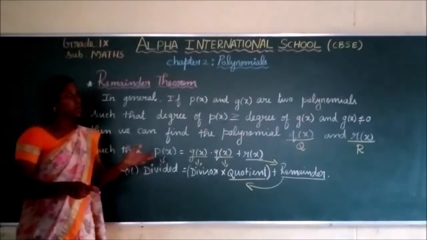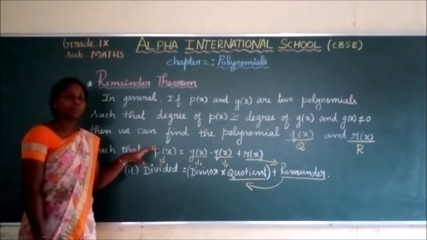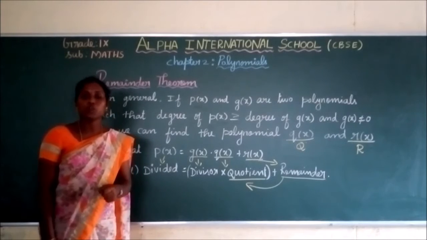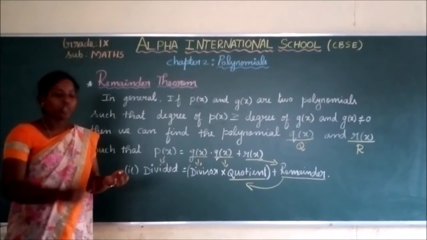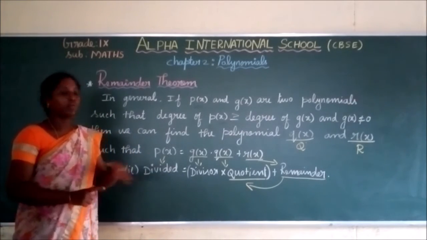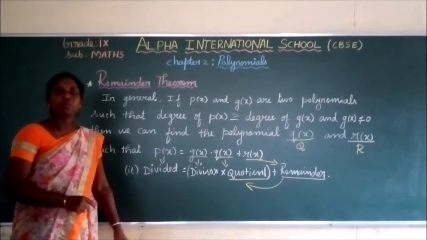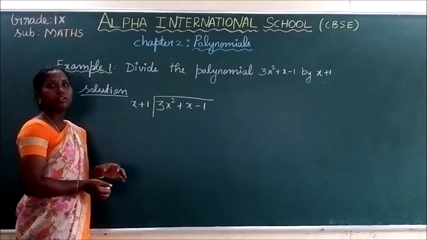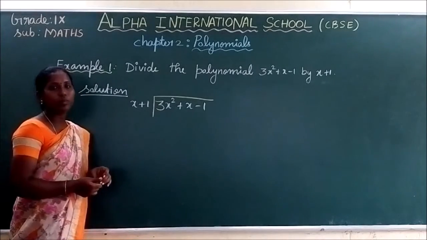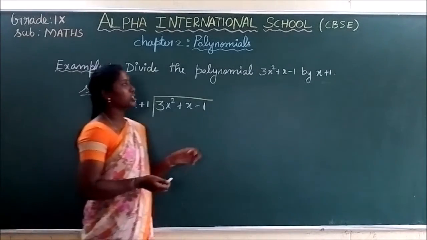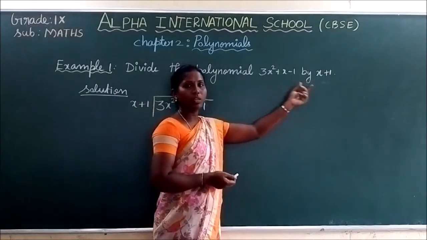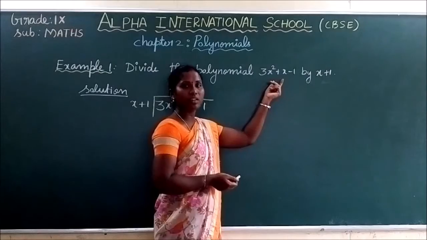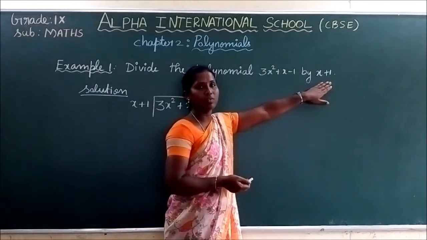Now we are going to solve problems based on this relationship. We are going to divide a polynomial by a polynomial, find the quotient and the remainder, and check the relationship also. We saw the definition: if you are dividing a polynomial by another polynomial, the degree of the dividend should be greater than or equal to the degree of the divisor.